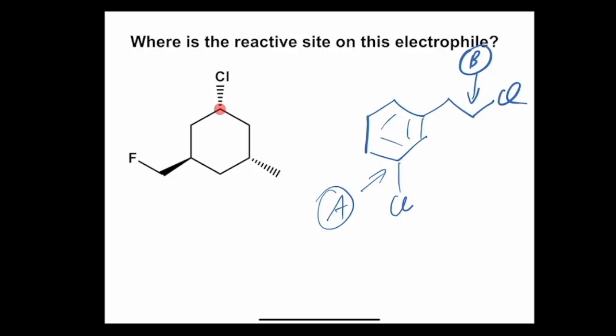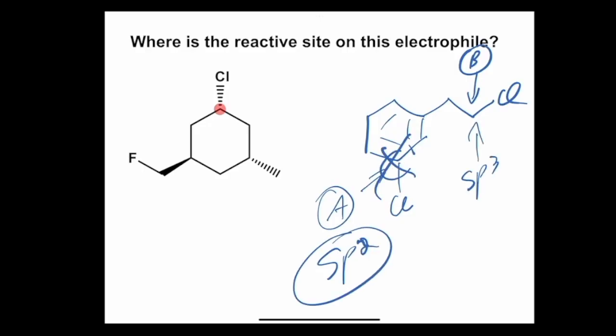A or B? B. Why? A is sp2 hybridized. You can't do substitution at these centers. This is sp2, so there's no reaction here. This one is sp3. That's valid for doing substitution. So what we're doing is using each of these concepts. It has to meet all these different criteria.